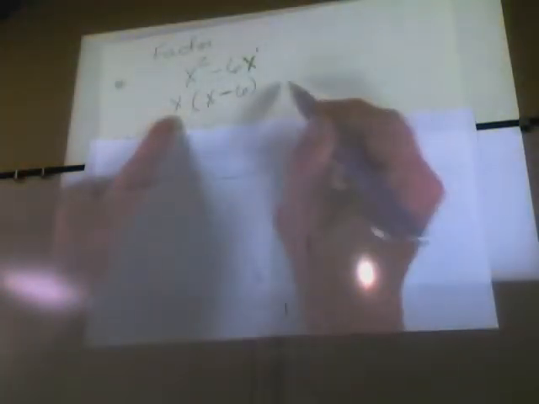A way to check after you have factored is to multiply it back. If you multiply x times x, you get x squared, and then the minus, x times 6, 6x. And you see you got the same thing, so it checked. But this is our answer.